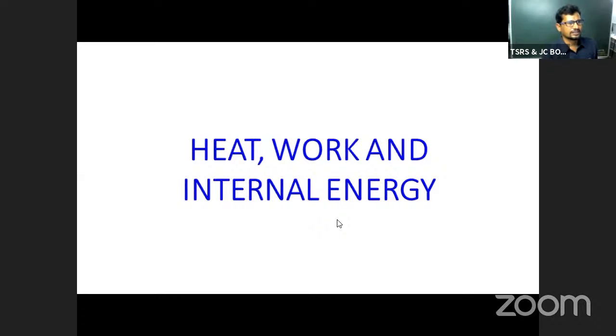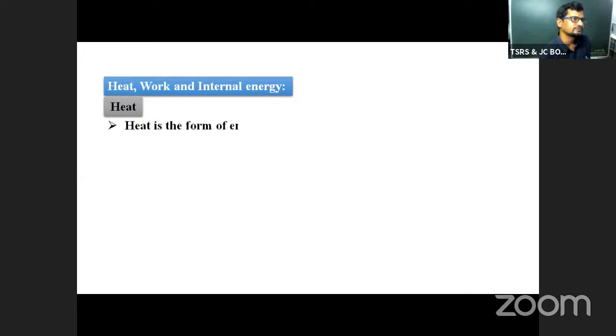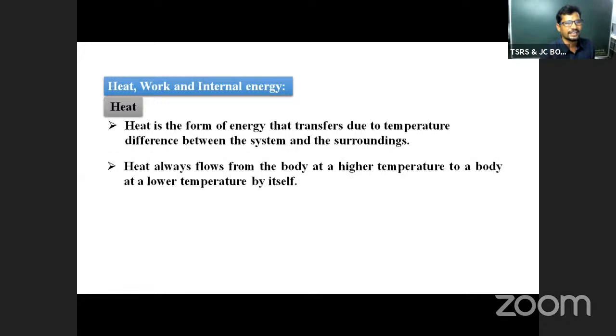Next, heat, work, and internal energy. First, heat. It is a form of energy which flows from a higher temperature body to a lower temperature body. Heat is the form of energy that transfers due to the temperature difference between the system and surroundings. Heat always flows from the body at a higher temperature to a body at a lower temperature by itself.